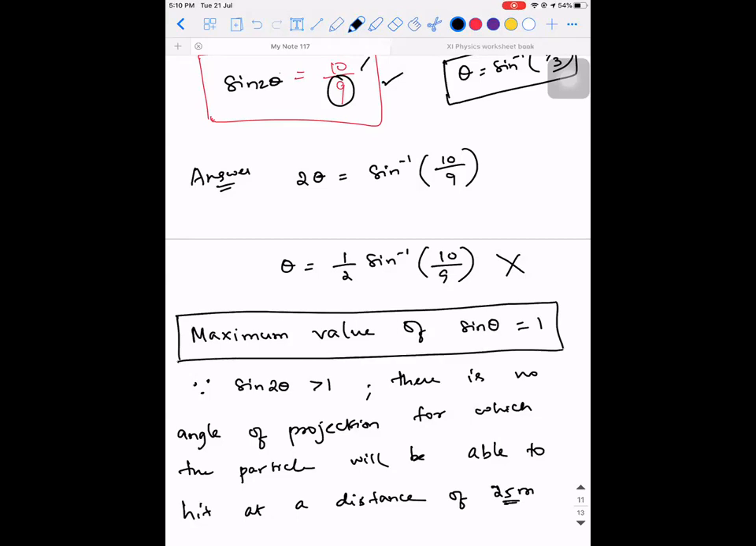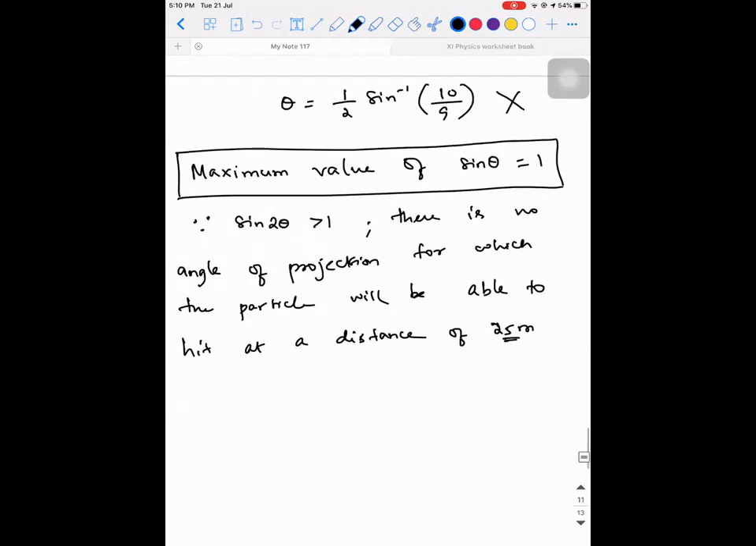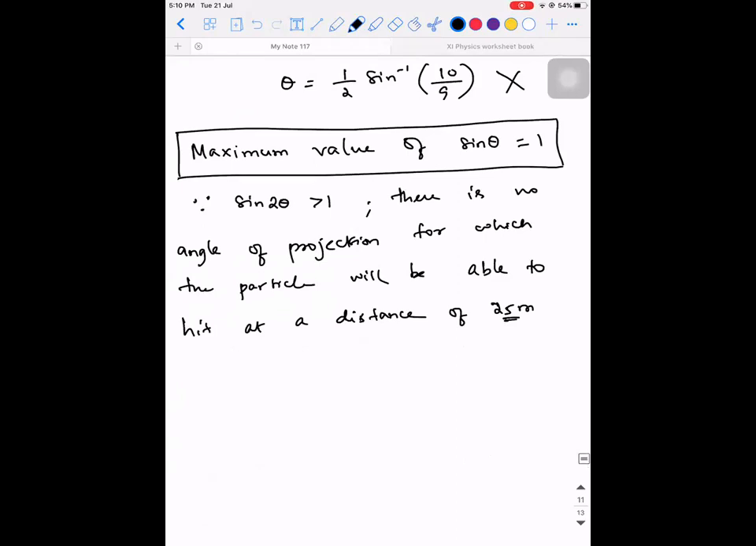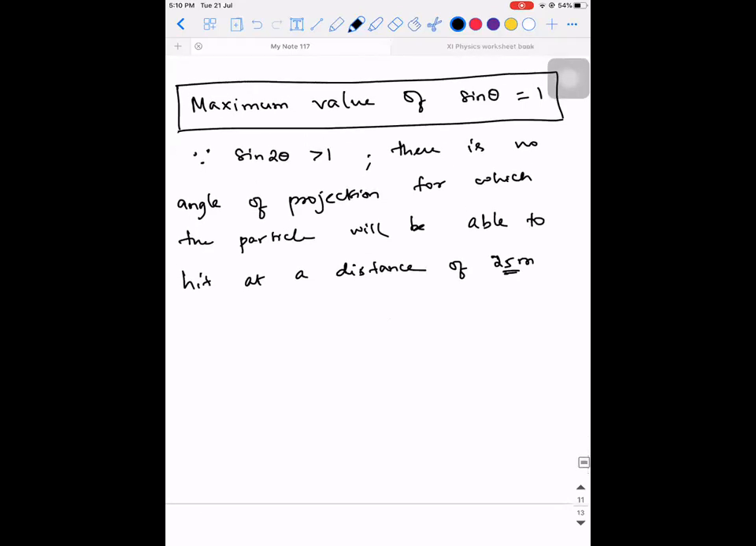Okay. So is this clear? So keeping this point in mind, we'll proceed to the next topic. So write down the heading as maximum range possible. So the heading itself is maximum range possible.